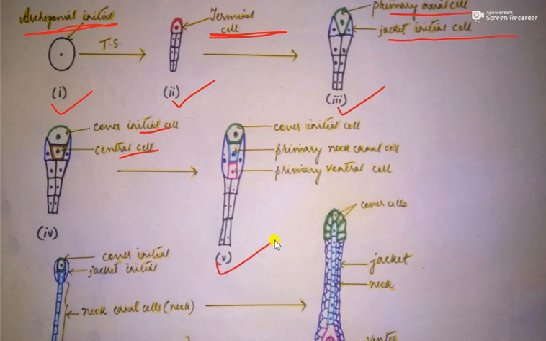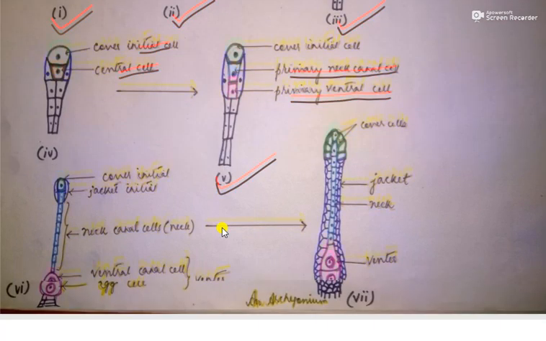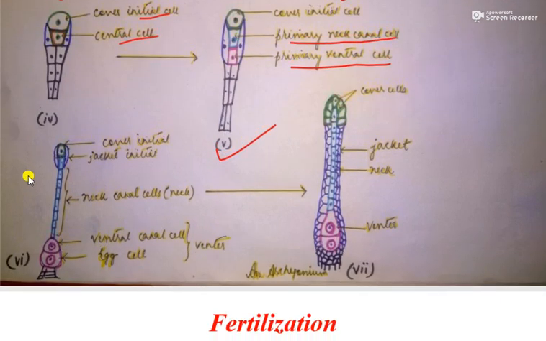What happens in step number 5? You see here, the central cell will divide to form again 2 different types of cell. The upper light blue colored cell is known as the primary neck canal cell. Below that is a pink colored cell known as the primary ventral canal cell, and the rest of the cells will be the same. Now what will happen in step number 6?